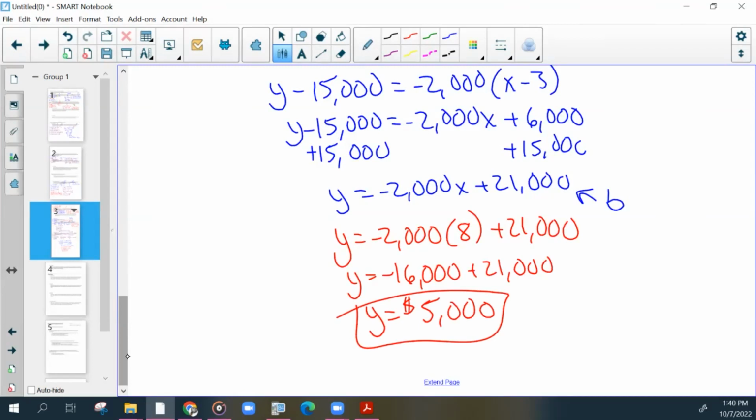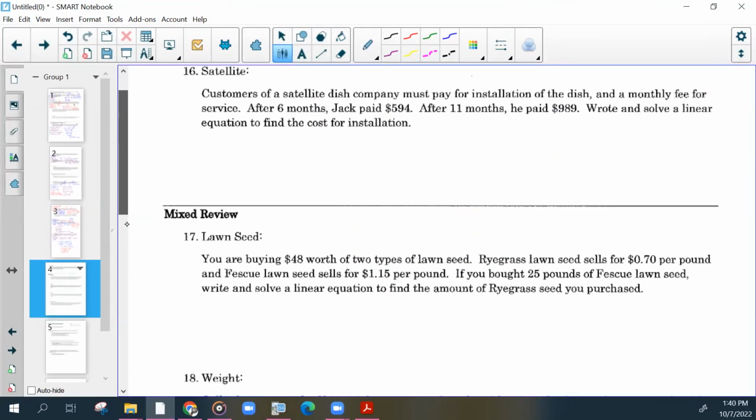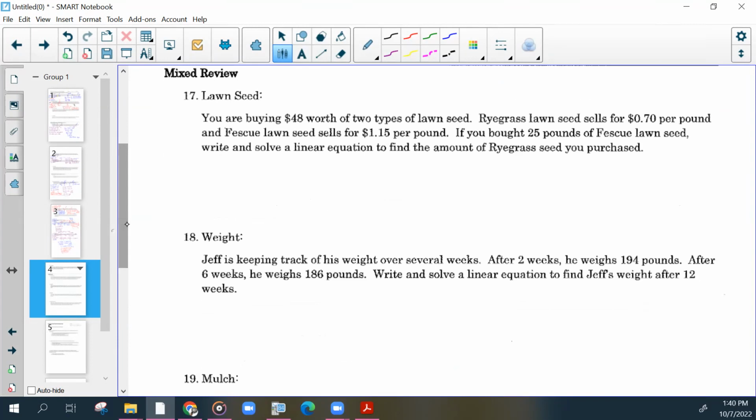All right, I know that was a lot. I'm not going to go through these problems and actually do them. I just want to talk about the types. So for 17, I'm going to look at the numbers. Buying $48 worth of 2 types. Because it says 2 types automatically, you have to be thinking that there are 2 different variables here. If there are 2 different things, this is going to tell you it's going to be written in the form ax plus by equals c.